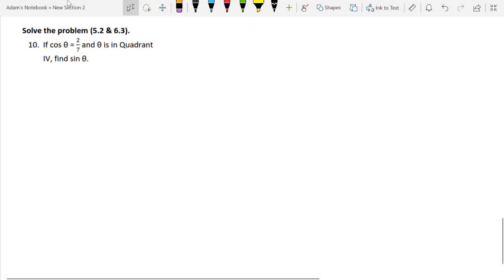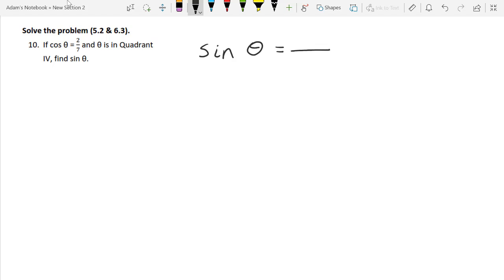Number 10 says to find sine of theta if we have cosine theta is 2/7 and theta is in quadrant 4. Alright, the gist of this question is to determine the value of one trig function if we know another trig function and the quadrant. So we need to think about this in terms of right triangles.